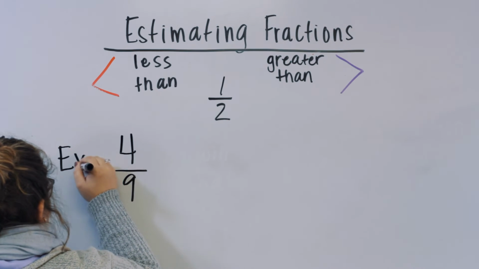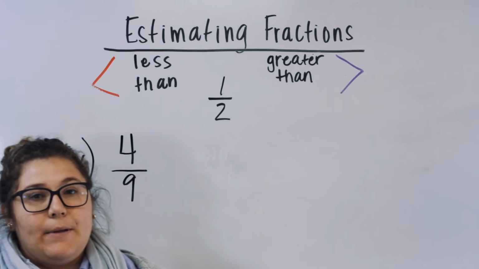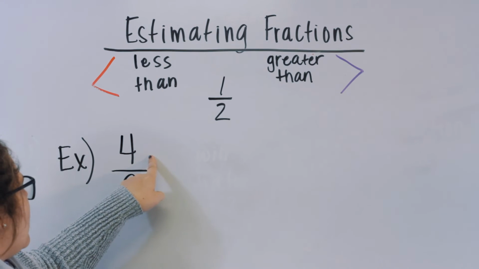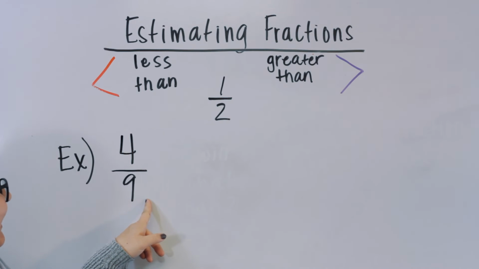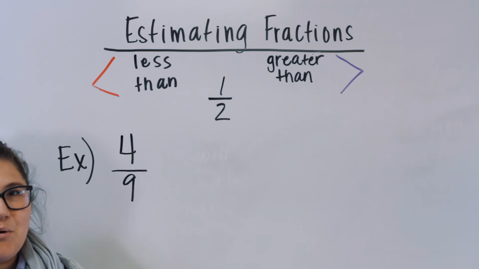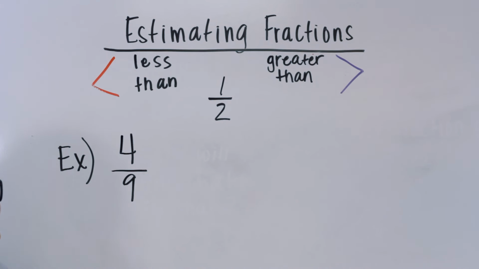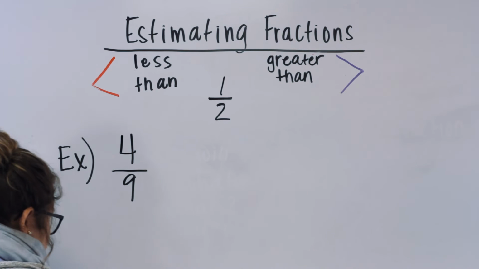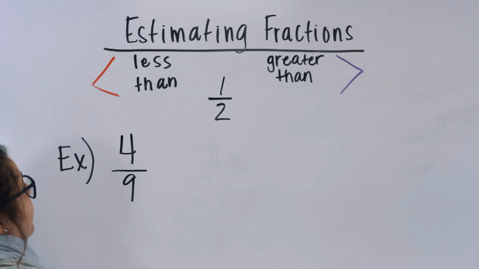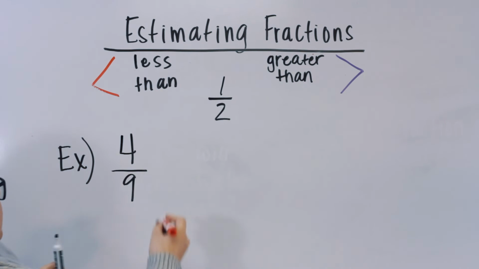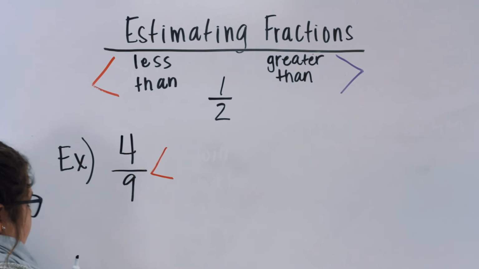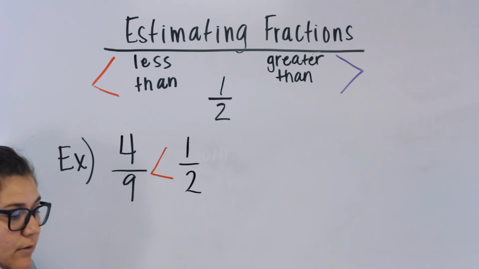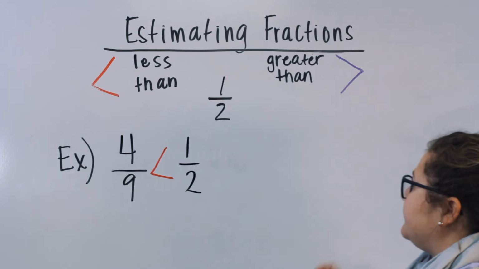Okay? So let's say we have 4 ninths. Okay, let's look back at our rules. Okay, so is 4 almost 9? No, not really. But is it almost half of 9? Yes. So, and that's our rule number 1 for the less than. So that is less than half. Okay. So let's look at another example.